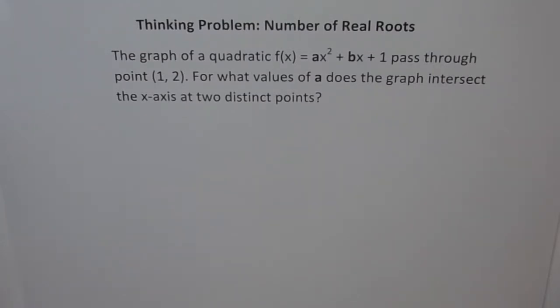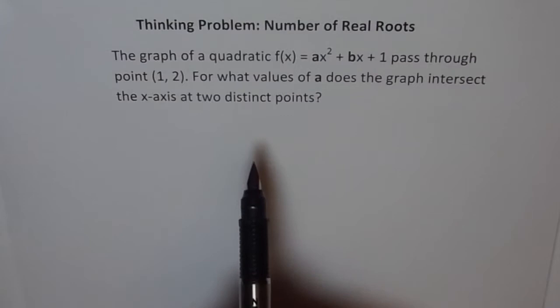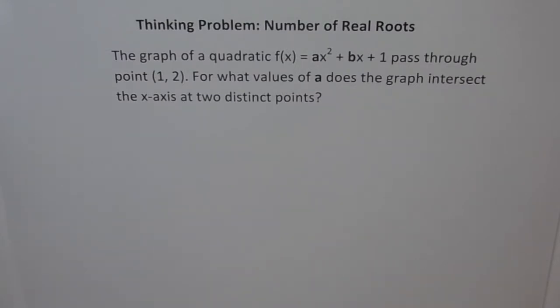Now the question here is, the graph of quadratic function f of x equals ax squared plus bx plus 1 passes through point (1, 2). For what values of a does the graph intersect the x-axis at two distinct points? Now basically we are trying to say that the graph should intersect at two distinct points. That means there are two roots, and that also means that the discriminant b squared minus 4ac should be greater than 0, correct? So those are the two things which we have to consider.